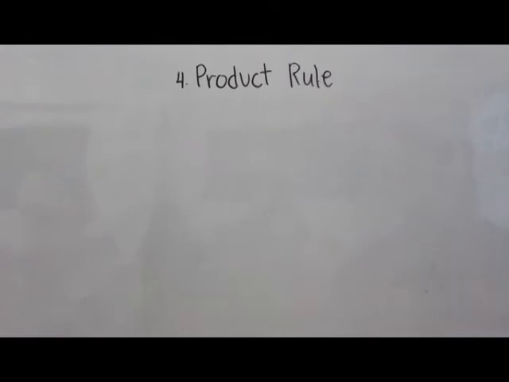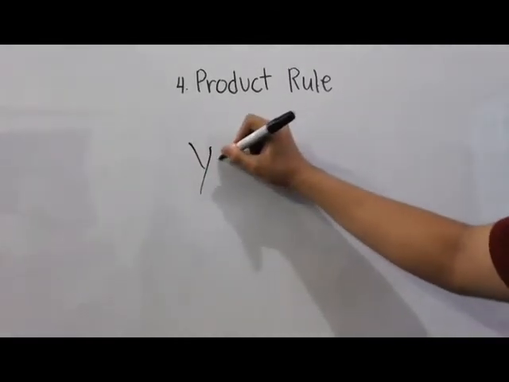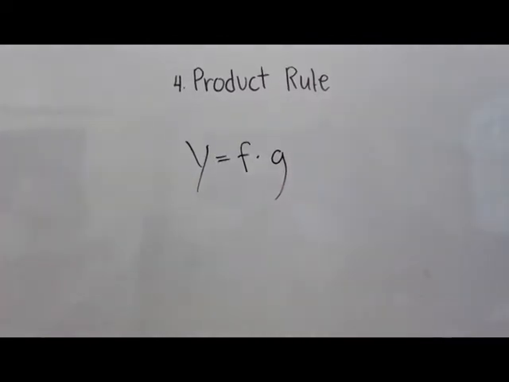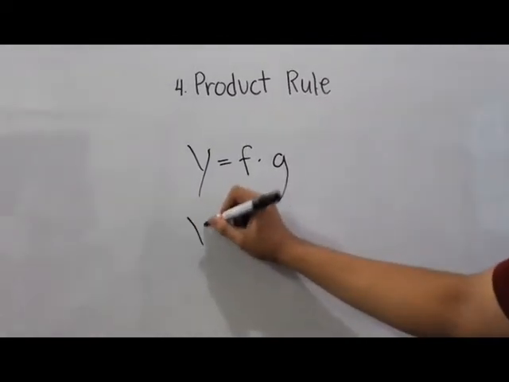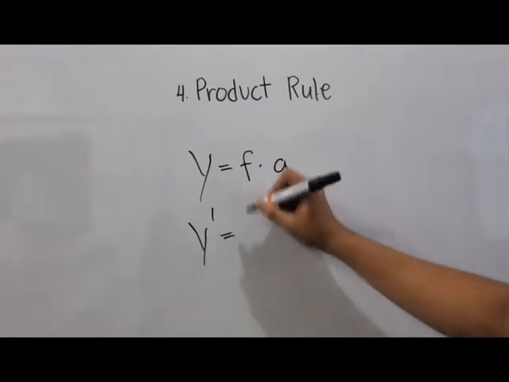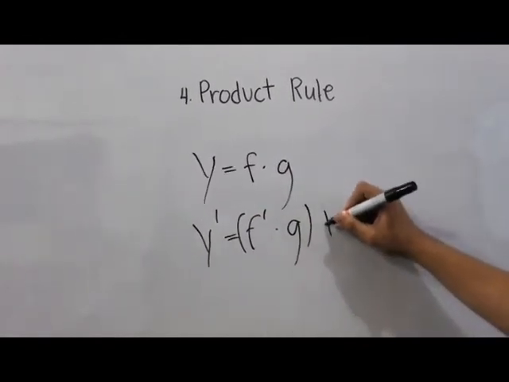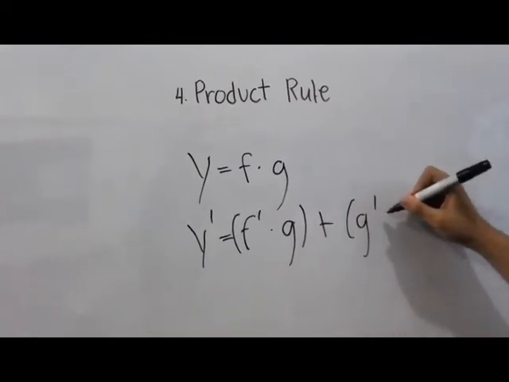Next, we have the product rule. Suppose you were given an expression y is equal to f times g. To get the derivative, you will have to know the formula. y prime is equal to the derivative of the first times the second, plus the derivative of the second times the first.